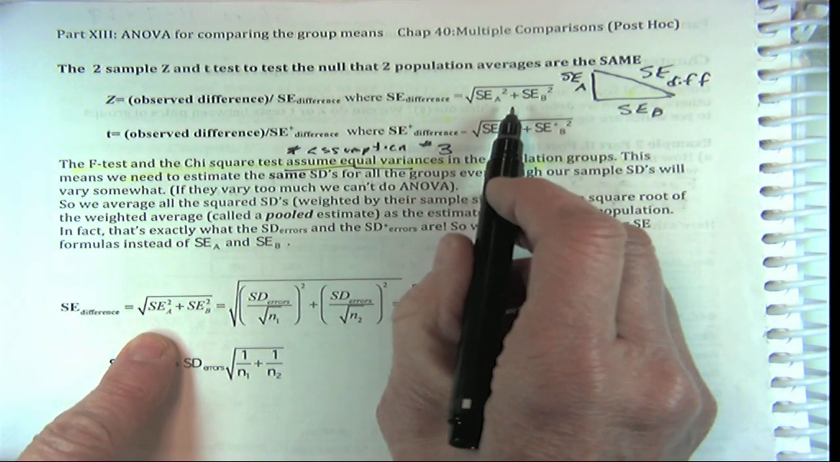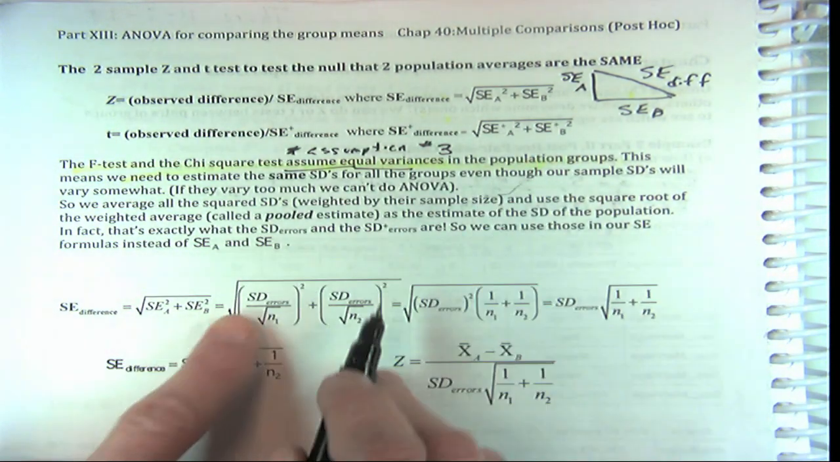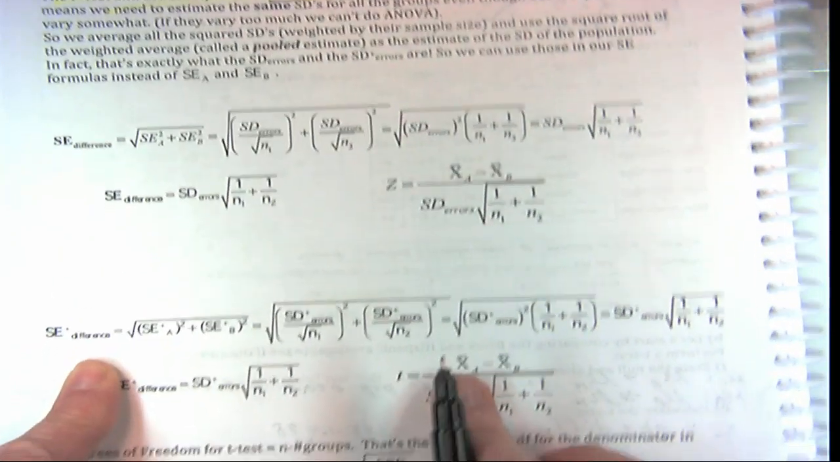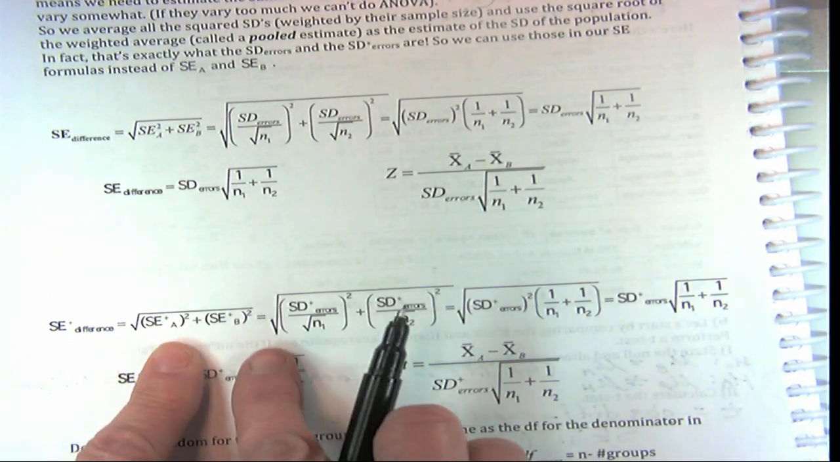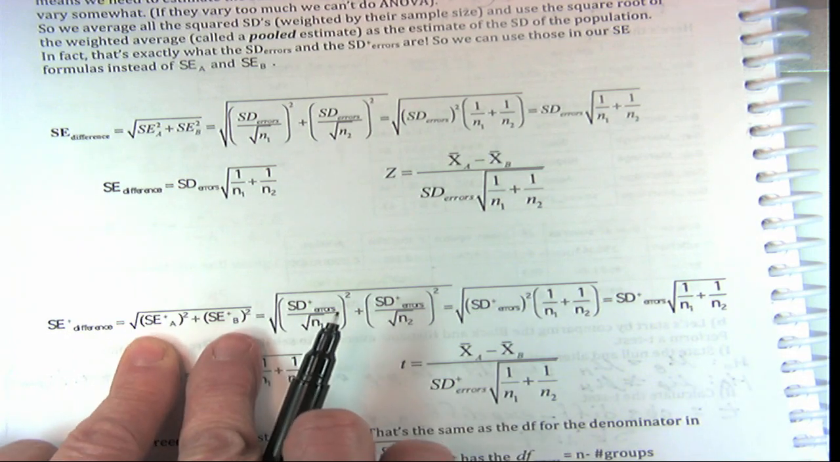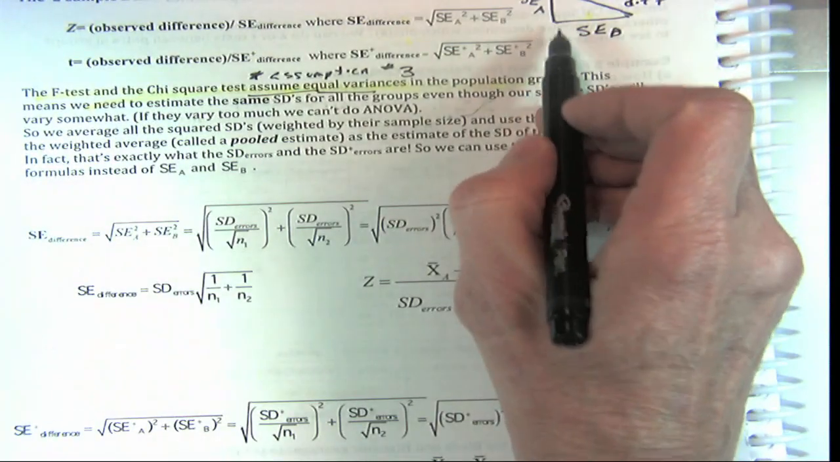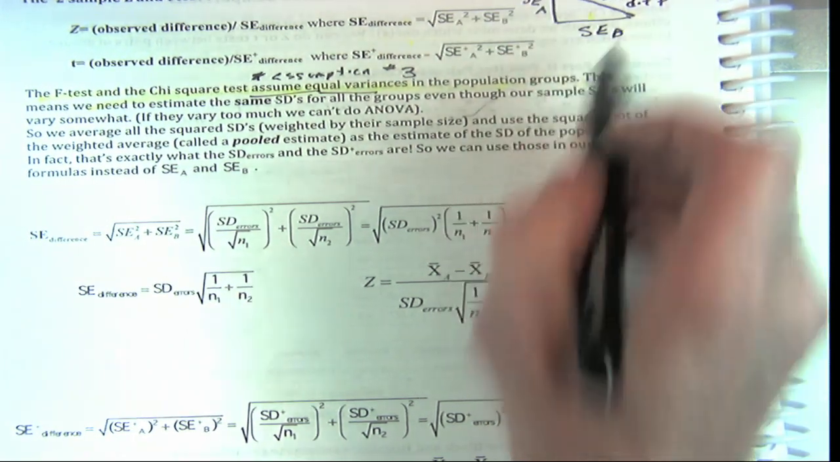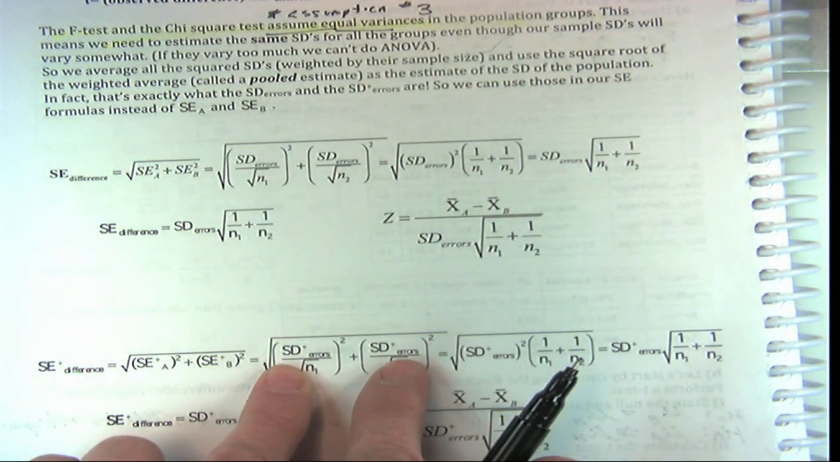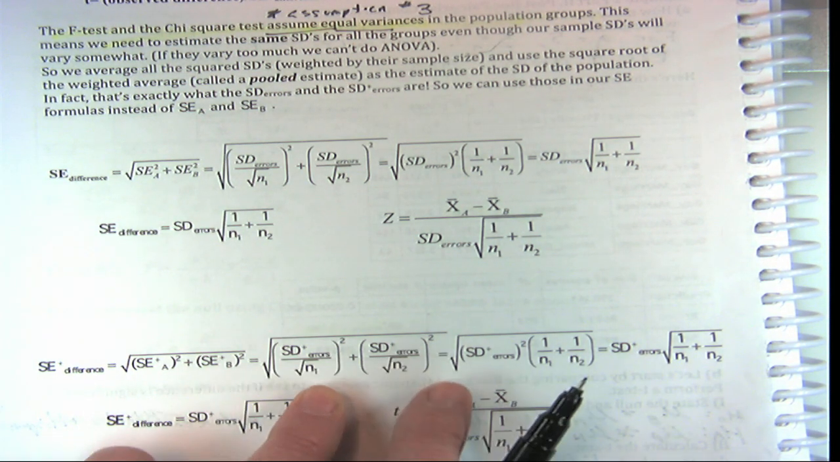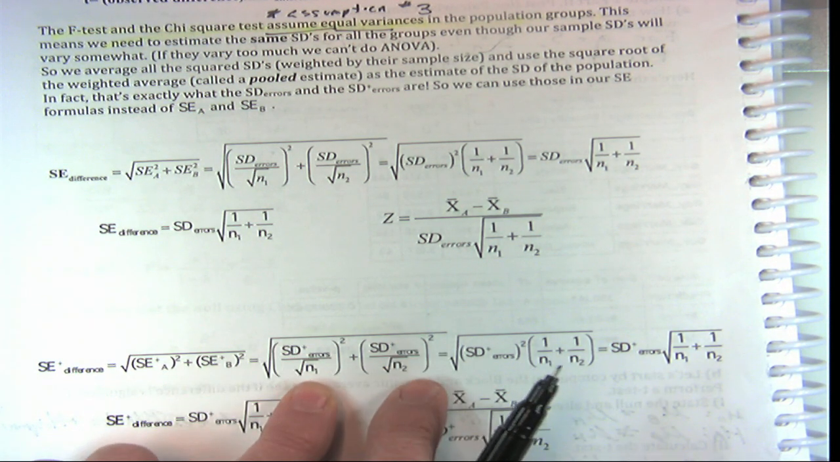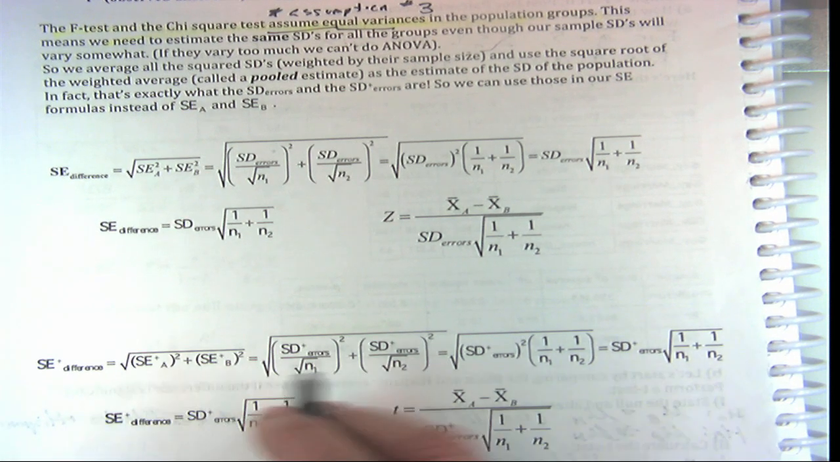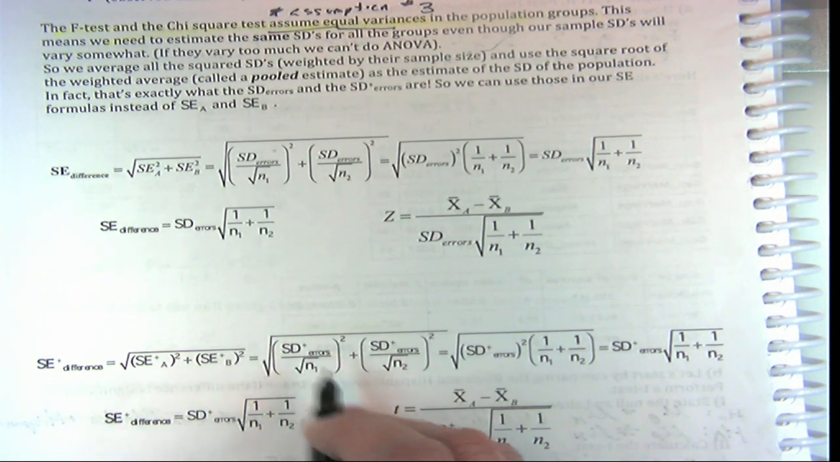So instead of using this, we're going to use the pooled one. We can jump down to this because this is the one we're going to be using generally. So instead of taking the square root of two different Hispanic and Black standard deviations, we're going to use this pooled standard deviation of the errors for both the Blacks and the Hispanics. And then, remember, standard error is the standard deviation divided by root n.